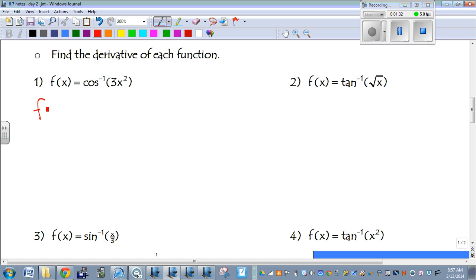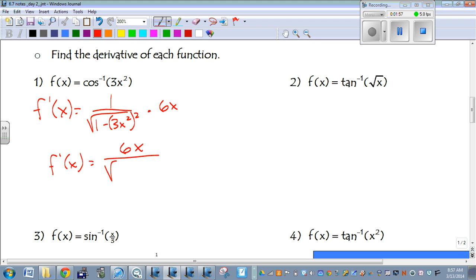So our derivative, we get 1 over square root of 1 minus 3x squared squared. Now the whole thing is squared. Be sure you remember that for these problems. It's not just the variable that's getting squared, but the 3 as well. And then we have to multiply by the derivative of 3x squared, which is 6x. So we end up with 6x on top over square root of 1 minus 9x to the 4th.